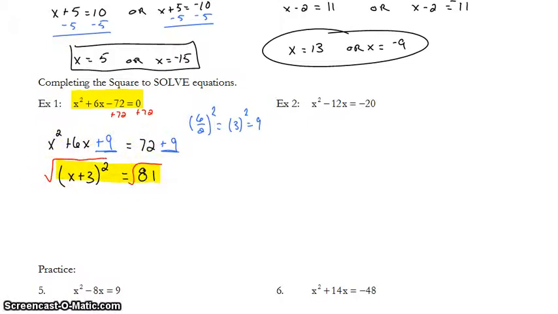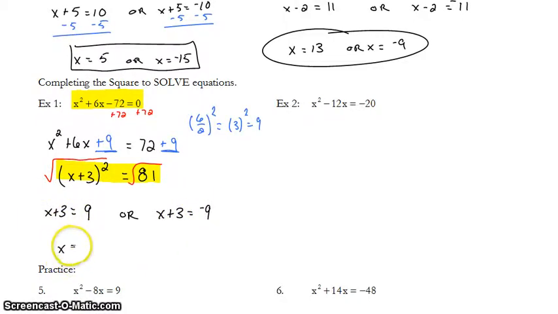Square root both sides. Square root and exponent of 2 cancel. I get x plus 3 equals, I'm square rooting both sides. That means square root of 81 is positive 9. Or I have to solve x plus 3 equals negative 9 as well.